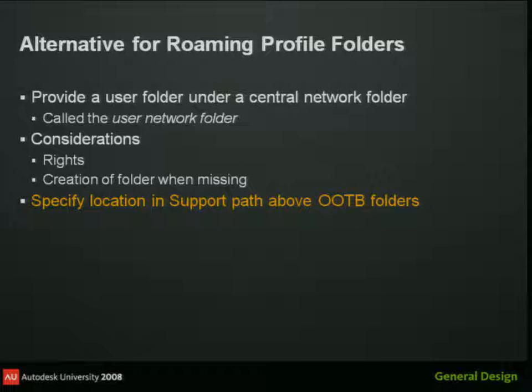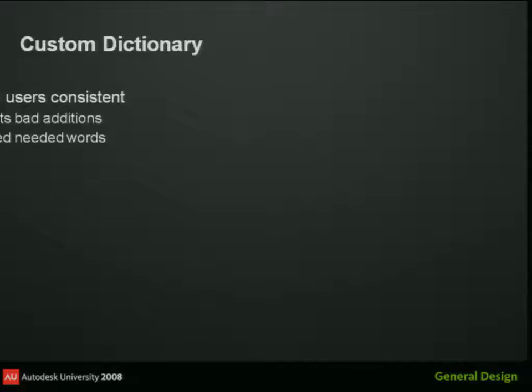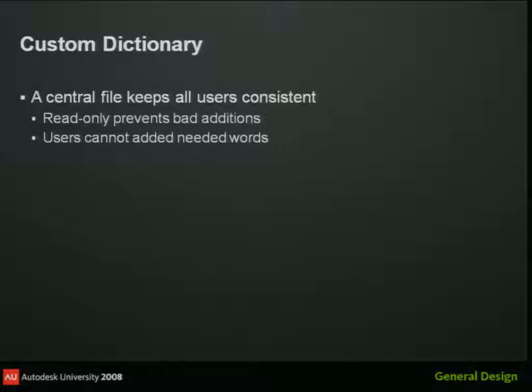So you want to specify this user's network folder above the out-of-the-box files so that it's going to be found first when AutoCAD is searching for files, as opposed to looking at the local hard drive. Because IT in the group policy deploy is going to stuff down just the normal out-of-the-box stuff into the user's local support profile. So when you get that support, the network folder up there above it, that's going to be found first. And so one of the files that you would want up there is the custom dictionary.